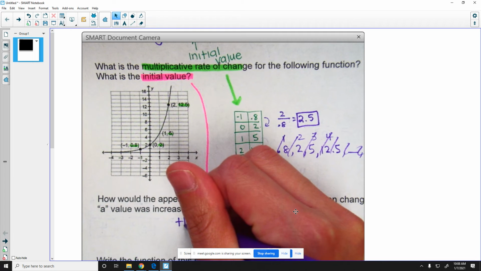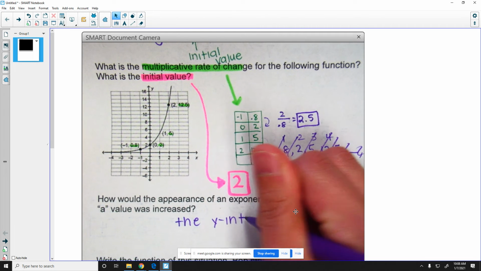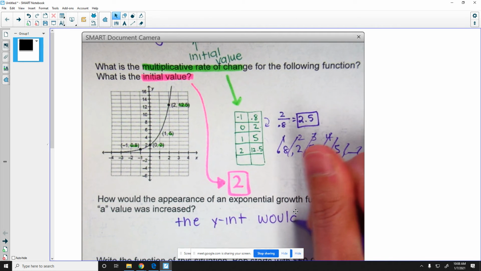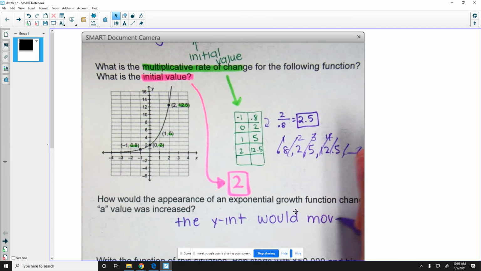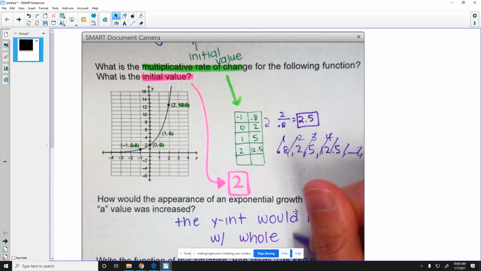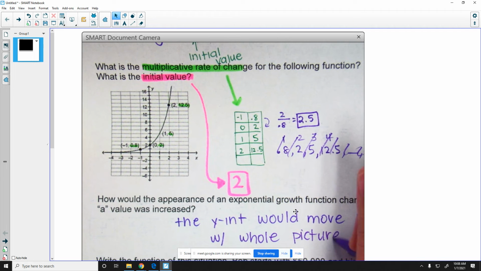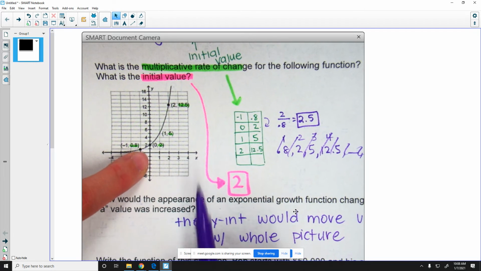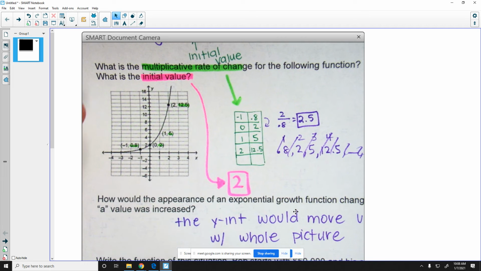So the y-intercept would move up with your whole picture. So if your y-intercept gets bigger, that means your whole picture just gets a little bit taller.